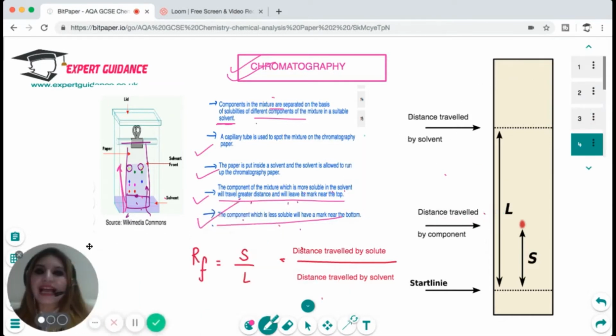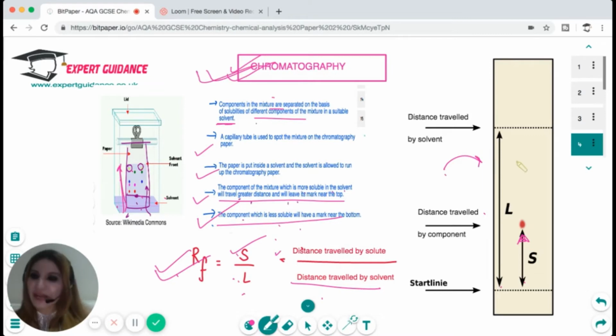Now, how do you calculate the different components? You calculate the retention factor. Retention factor is the distance traveled by your component divided by the total distance traveled by the solvent. For example, in this figure, L is the distance my solvent has traveled, and S is the distance my component has traveled, so the retention factor is S over L. In the exam, they can give you a chromatogram with different distances and ask you to find the retention factor. You should know the principles of chromatography and how it is done.